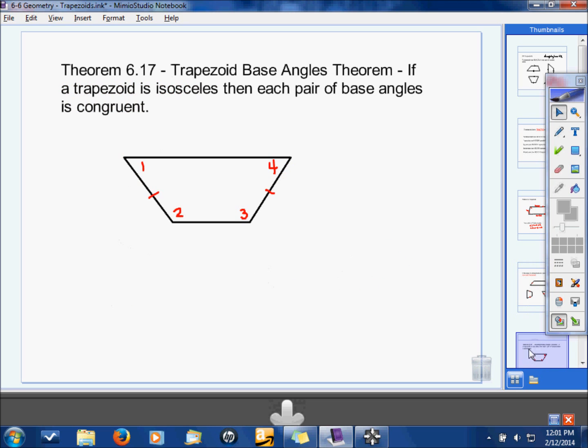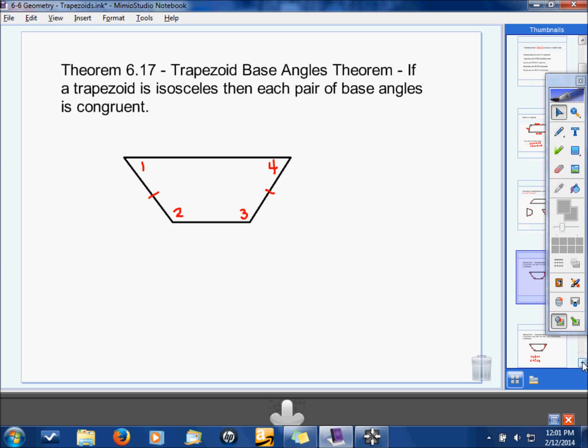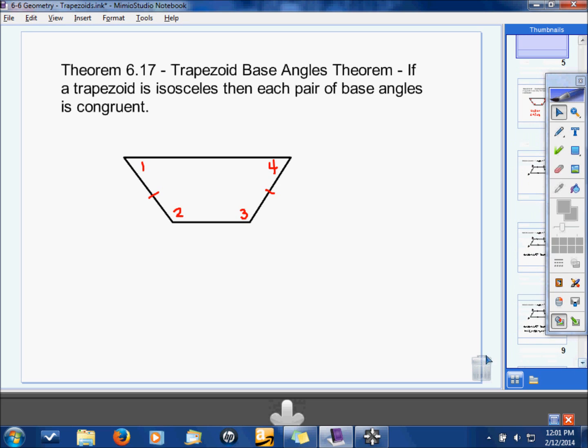All right. So let's get a theorem about isosceles trapezoids. It's the trapezoid base angles theorem. Remember, for triangles we had a base angles theorem, so this one's the trapezoid base angles theorem. If the trapezoid is isosceles, like this one right here, then each pair of base angles is congruent. Okay? So if the trapezoid is isosceles, then each pair of base angles is congruent.